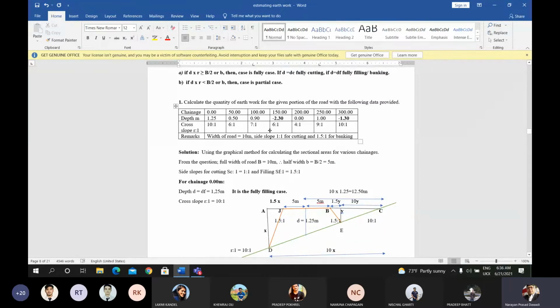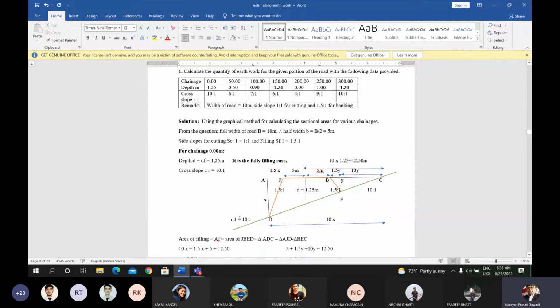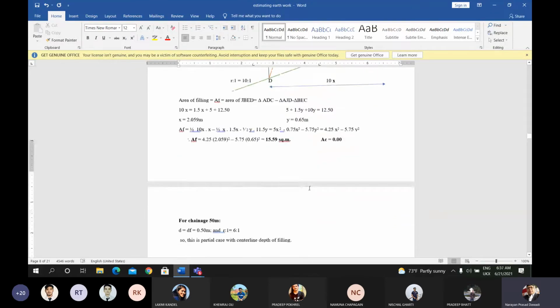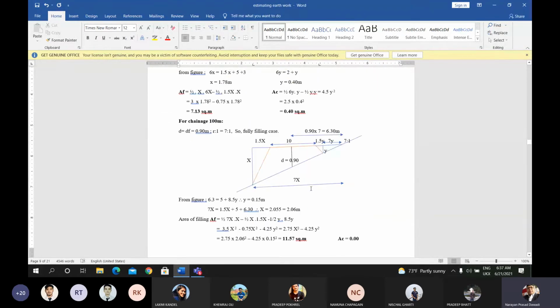The cross slope is different, 7:1 instead of 10:1, so put the value of 7:1. Further, instead of 1.25, put the value of 0.90. The shape of the triangle area is the same, only the values differ. Now for chainage 100 meter, this is the fully case, because df is equal to 0.90 and the slope is 7:1. If you multiply 7 into 0.9, you get 6.3, which is greater than the half width of the road, 5 meter. Now this yellow-red line figure is the required area of filling section.